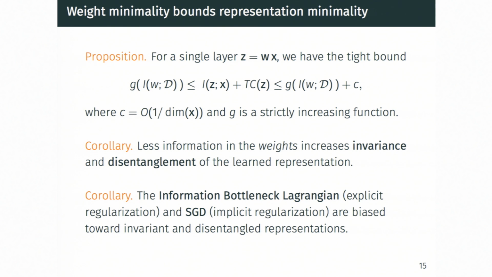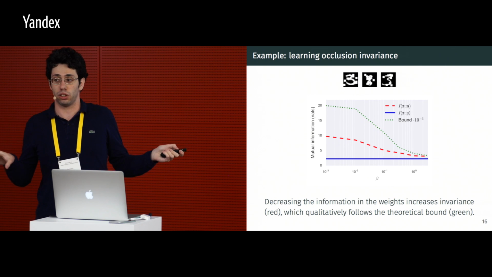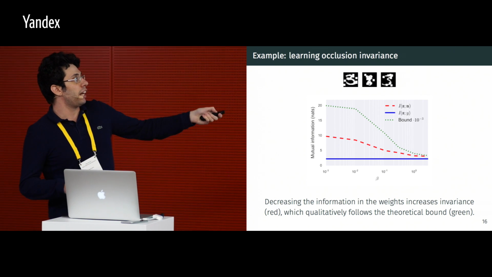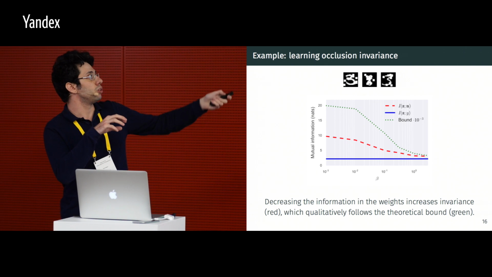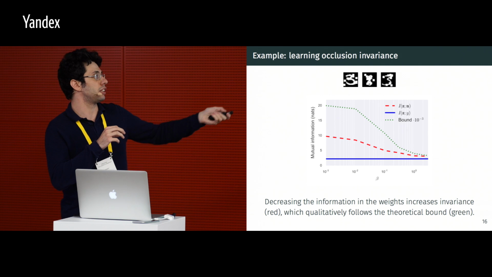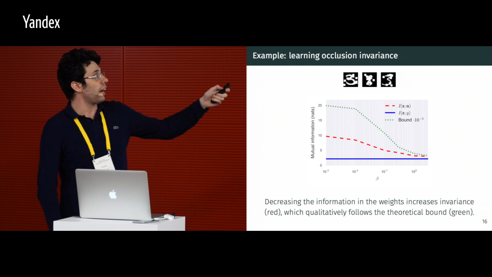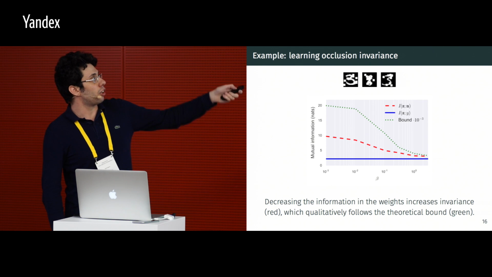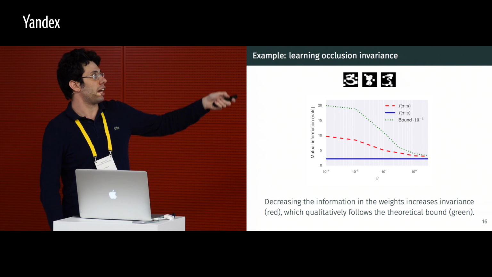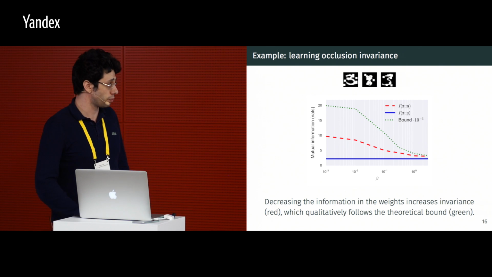It's a slightly more complicated expression, but we can still do that. And we can check this in experiments. So now you can see that if we decrease the quantity of information in the weights, the invariance of the representation to this occlusion nuisance that we added to MNIST starts increasing. So it's more and more invariant the less information is in the weights. And the behavior of the invariance follows the prediction from the theoretical bound.